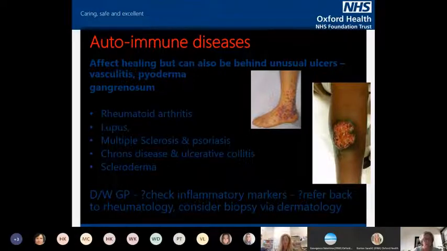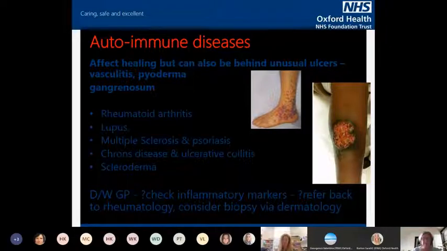Some of the gut ones, like Crohn's disease and ulcerative colitis. Scleroderma is an autoimmune disease of the connective tissues, and that can obviously impact on wound healing too. Not just on wound healing. When you've got an autoimmune disease like this, you are also more at risk of some unusual wounds, things that don't look quite normal. And there's a couple of examples here.